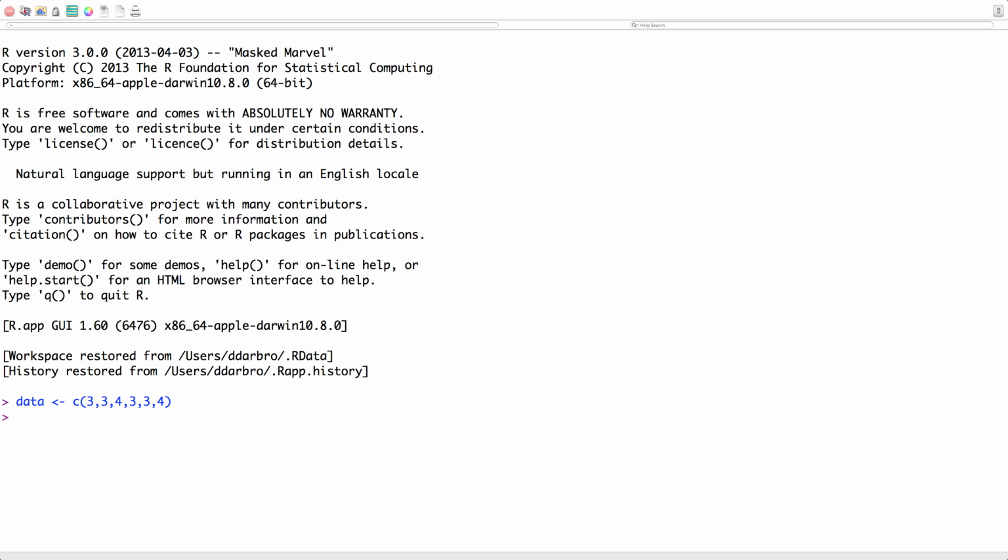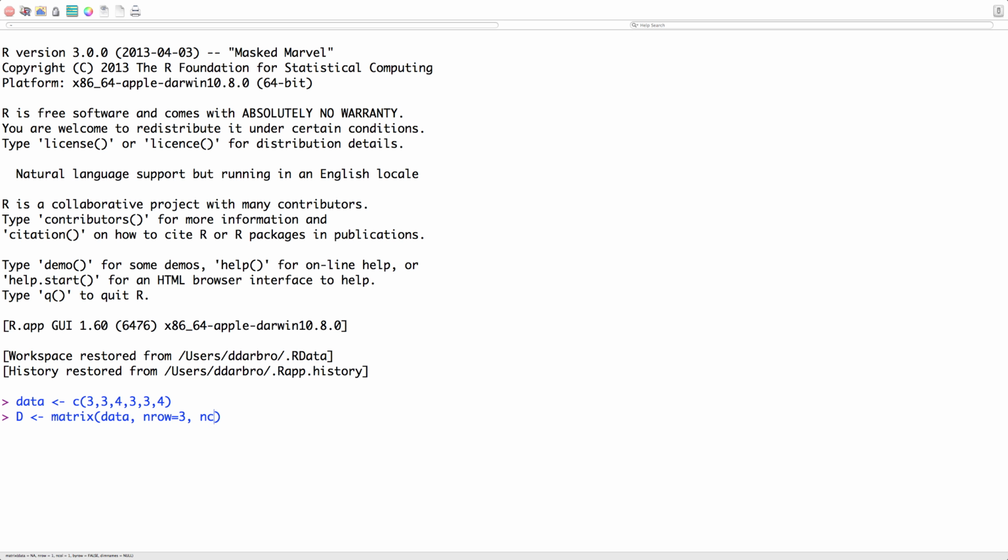So now I'm going to store this as matrix D, and I use the matrix function. The first thing I do is specify the data. So I call that data, so I'm going to use that. The next thing I do is specify the number of rows I want, which is 3.